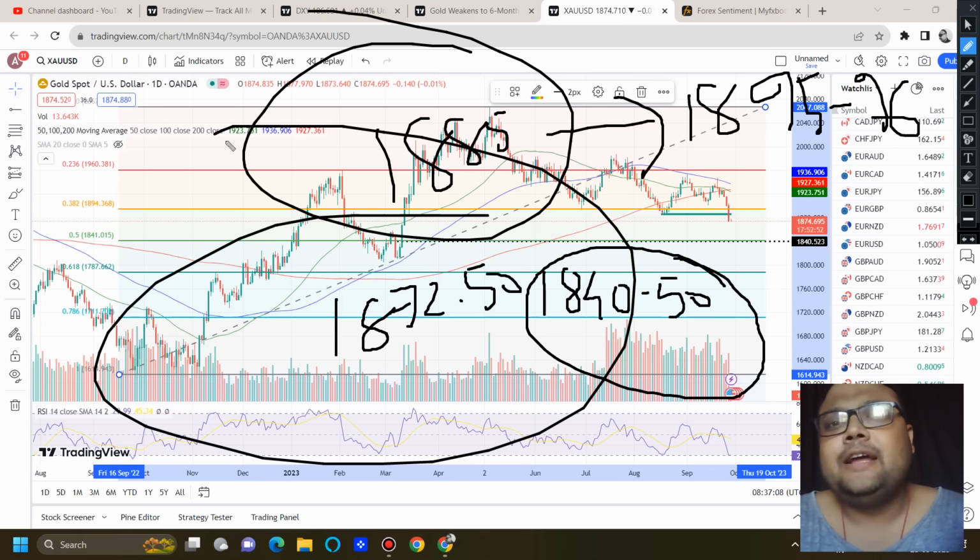There's a very thin line between trading and gambling. Don't make the mistake. This is my analysis, so please do your own analysis, do your own research, and do not gamble with your hard-earned money.